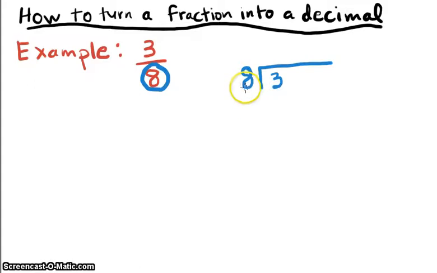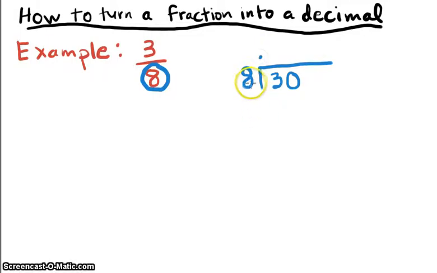Now, because 8 cannot go into 3, we have to put in a 0. We can't fit any 8s into 3, but we can fit some 8s into 30. So this will help us. Okay, however, whenever you put a 0, you also have to put a decimal.